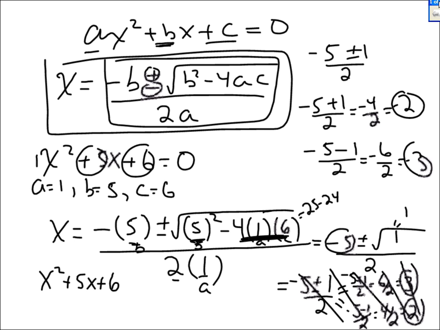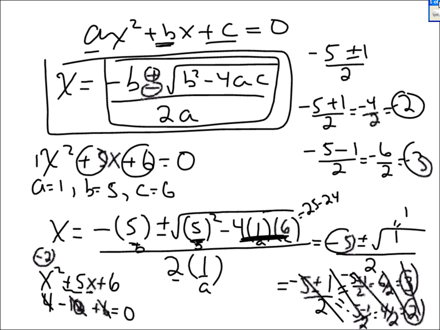And we'll check the negative 2. Negative 2. When you square it, it becomes 4. And positive 5 times negative 2 is negative 10. And you add 6. Negative 10. 4 plus 6 is 10. You take away 10, you get 0.